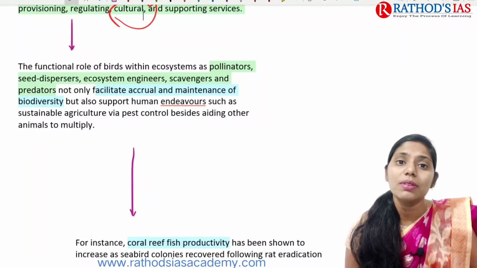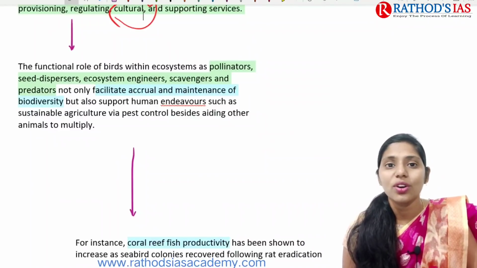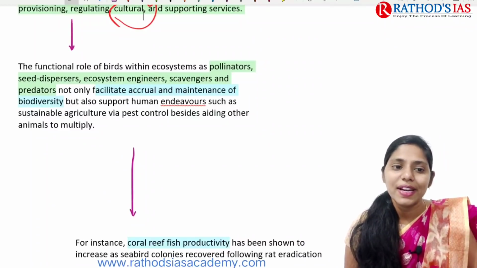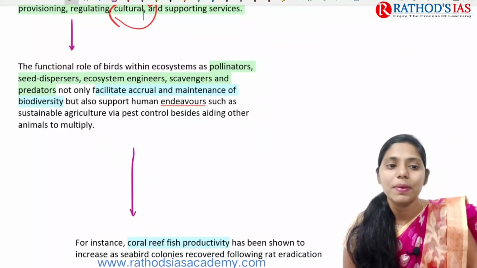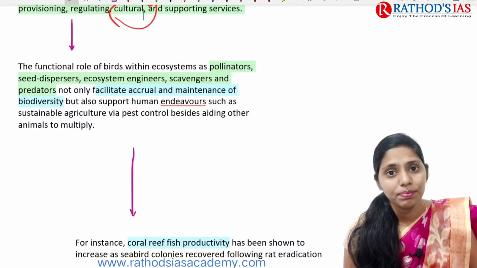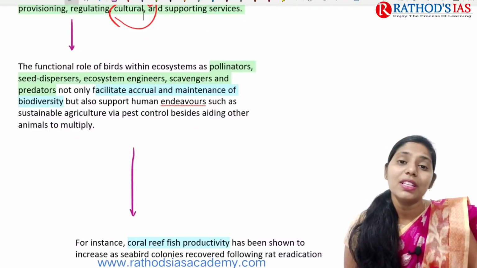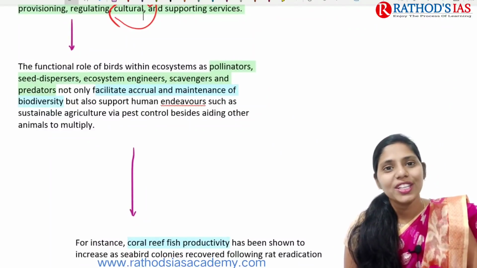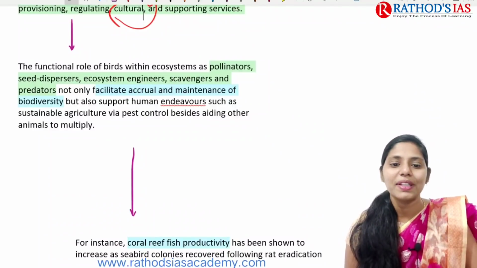The next one is ecosystem engineers, and some birds are scavengers. For example, you can talk about vultures as scavengers, and some birds are predators. In this way they facilitate accrual and maintenance of biodiversity, and they support human endeavors such as sustainable agriculture. In agriculture, most of the time we see our crops infested by worms. These birds come and eat these worms, which is also helpful in sustainable agriculture via pest control methods, right?